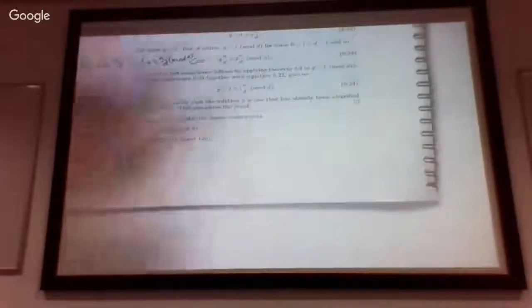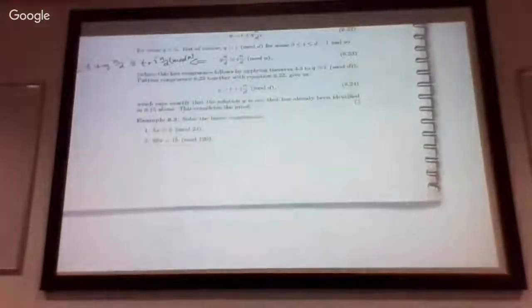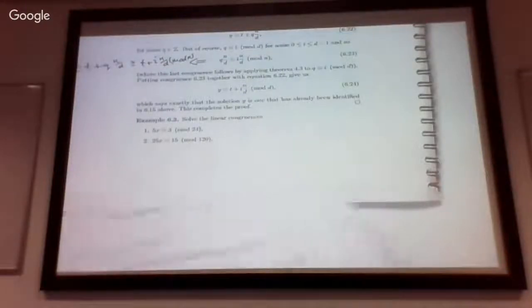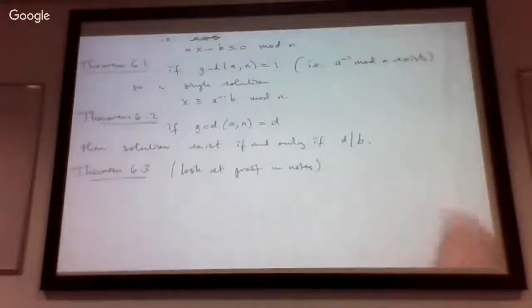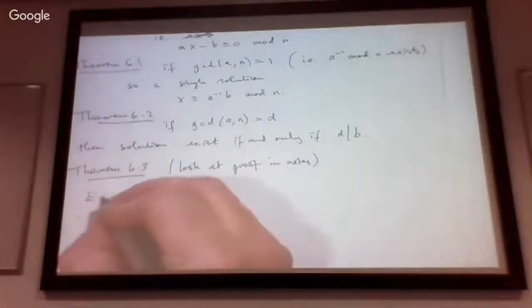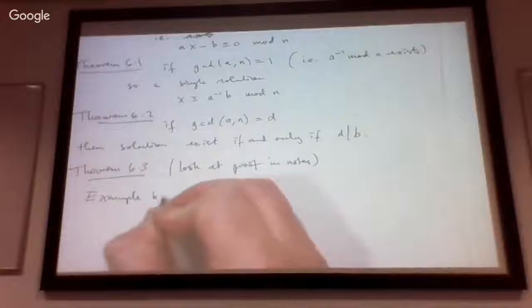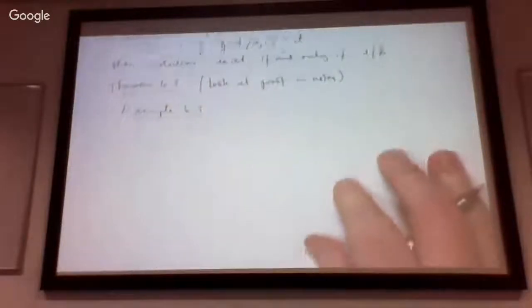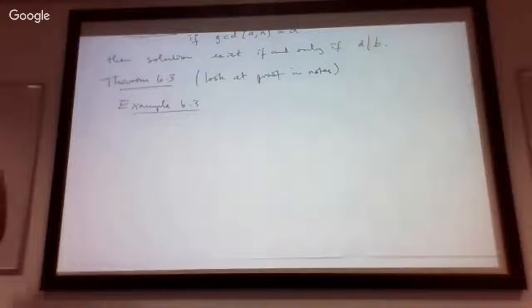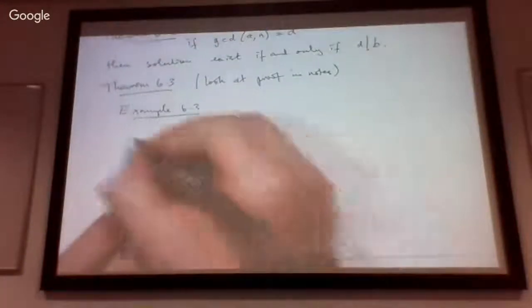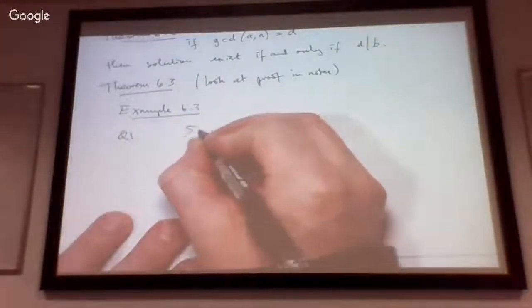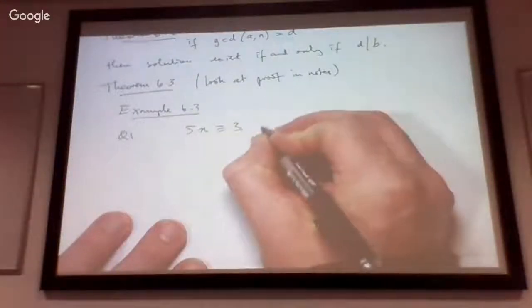So with that theorem now we completely understand linear congruences. Given any linear congruence that someone throws at us, we should be able to completely sort it out. So we could look at example 6.3. There's a couple of worked examples here, and then we can move on into the exercise of 6.1. So question 1, 5x congruent to 3 modulo 24.